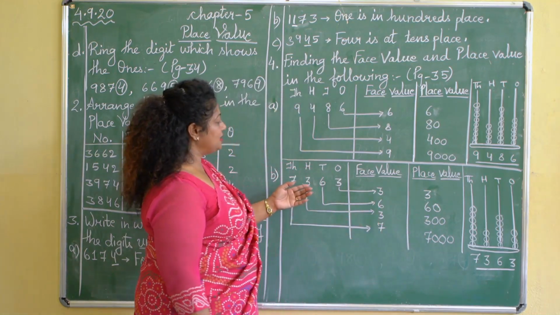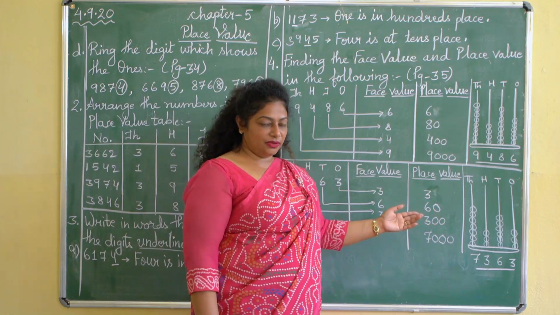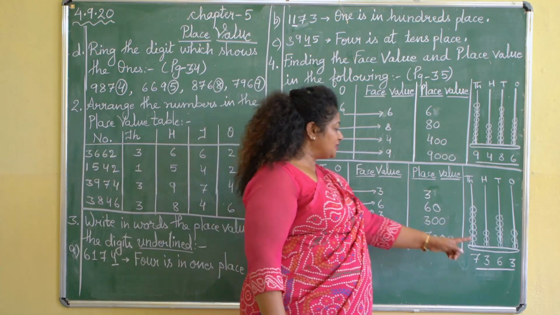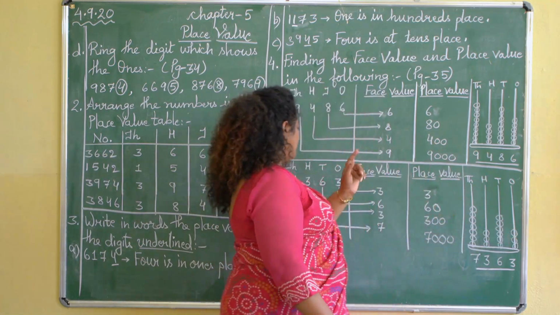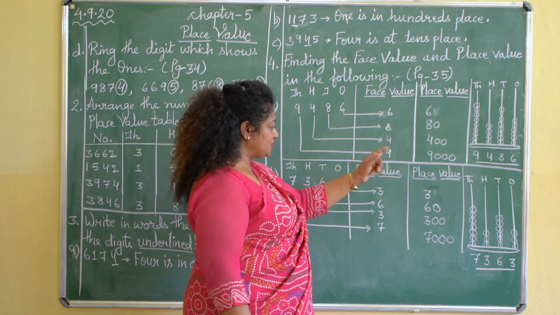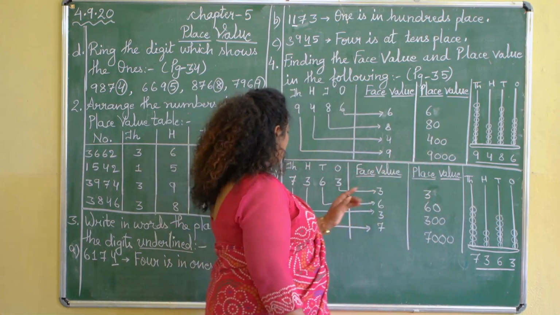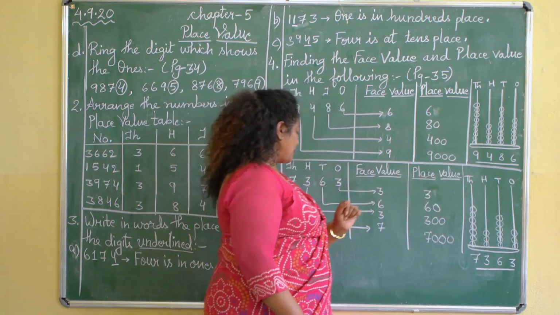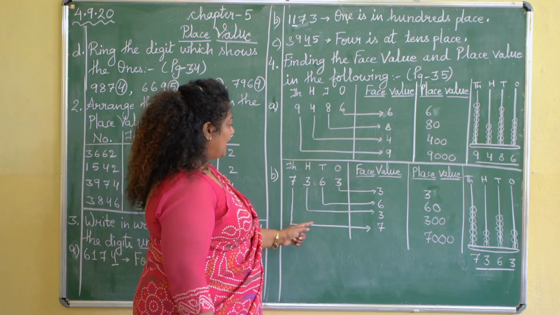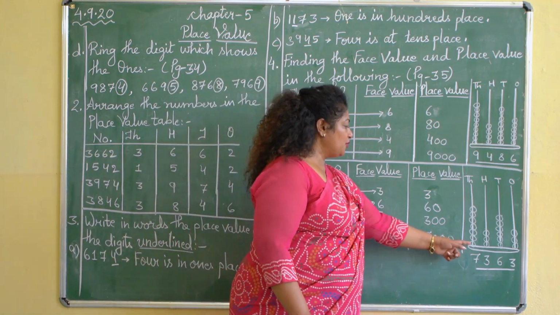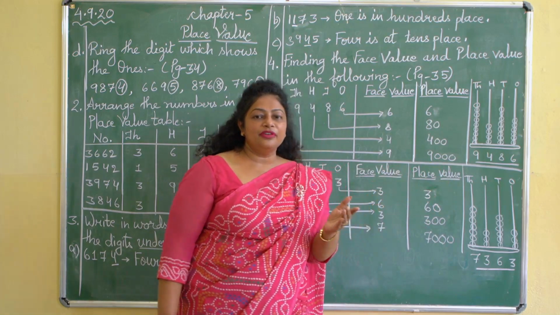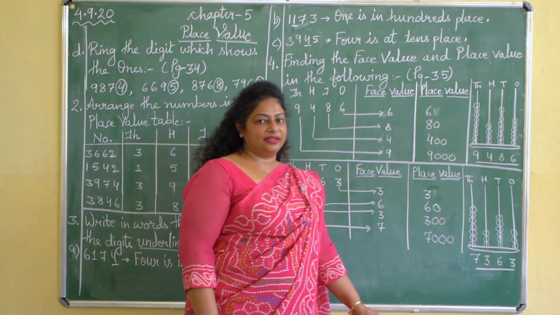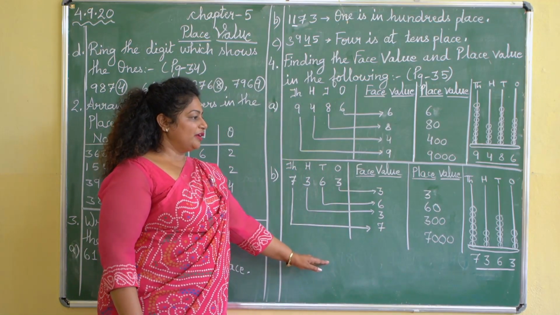Now we have to show this number on abacus. Okay? Because the face value at ones place is 3, we will draw 3 beads over here. The face value at tens place is 6, we will draw 6 beads. The face value at hundreds place is 3, we will draw 3 beads. And the face value at thousands place is 7, we will draw 7 beads. So the number we got is 7363. This is the end of the chapter. We have finished this chapter.